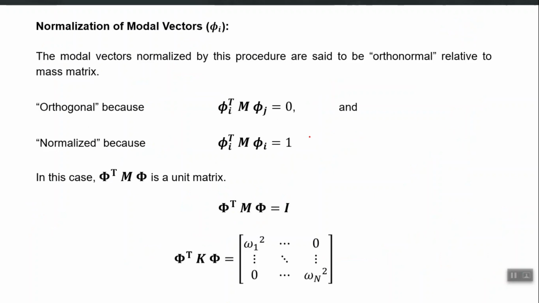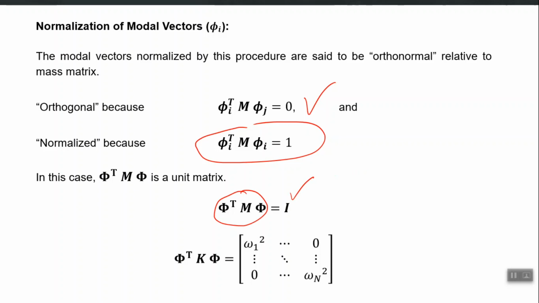This is the summary. If you use this normalization scheme, the mode shapes will be called orthonormal, which means that they are orthogonal already. This is their inherent property, and now they are normalized such that the modal mass is 1. So, they are sometimes called orthonormal when they are normalized relative to the mass matrix. In that case, when the mode shapes are normalized this way, this product will be an identity matrix, because all the modal masses will become 1, right.